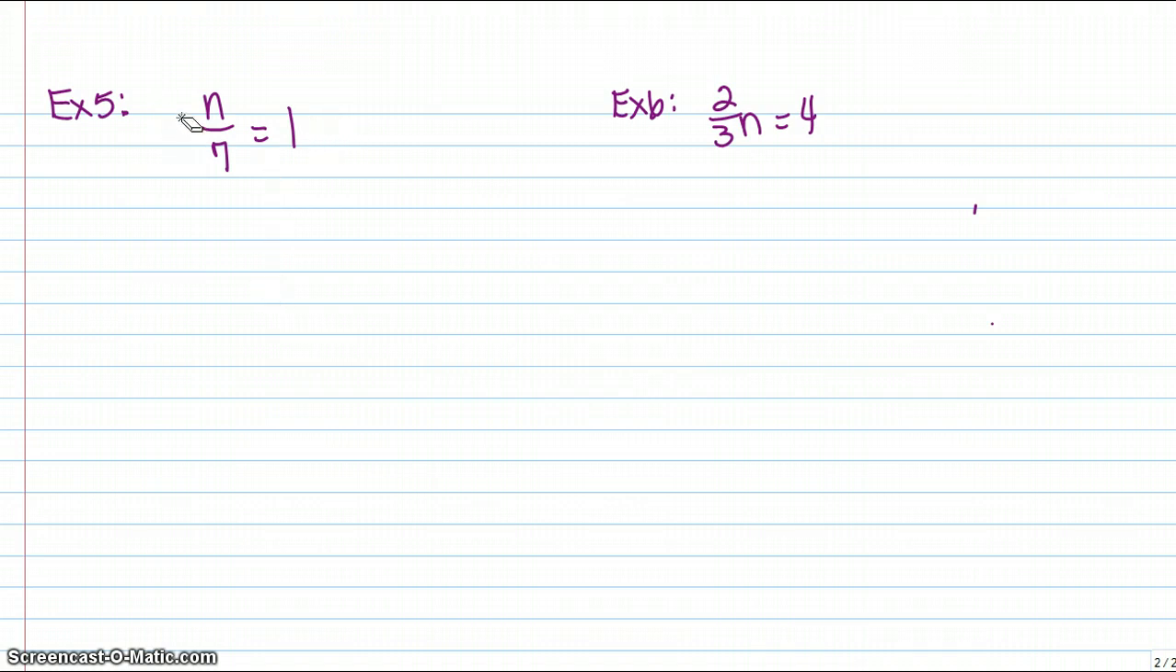Okay. So this problem here says n divided by 7 equals 1. The opposite of division is multiplication. So in order to solve this problem, I would like to multiply by 7 on both sides of this equation. If I do n divided by 7 and then multiply it by 7, well, the 7s are going to cancel and we have n. 1 times 7, of course, is 7.